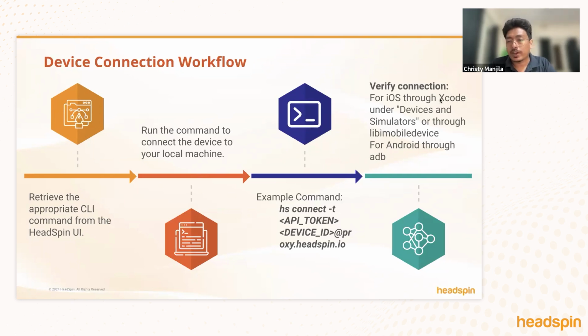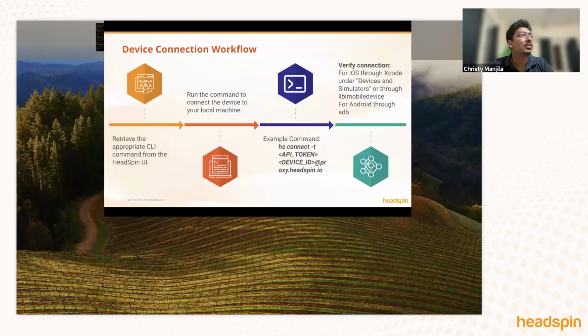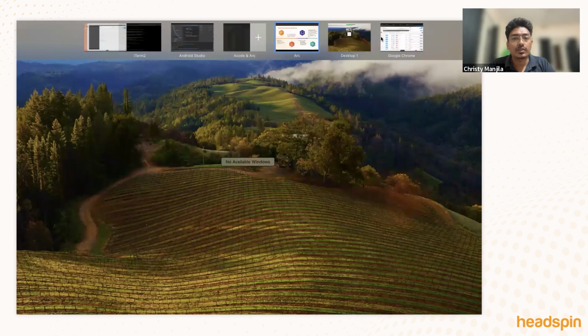And you can verify if that connection has gone through. For iOS, you can use idevice_id through a mobile device, or you can just go to Xcode and check if the device is connected. And for Android, it's very straightforward. You can just type in adb devices to see if the device is listed. Now, I'll give you a walkthrough of how that looks.